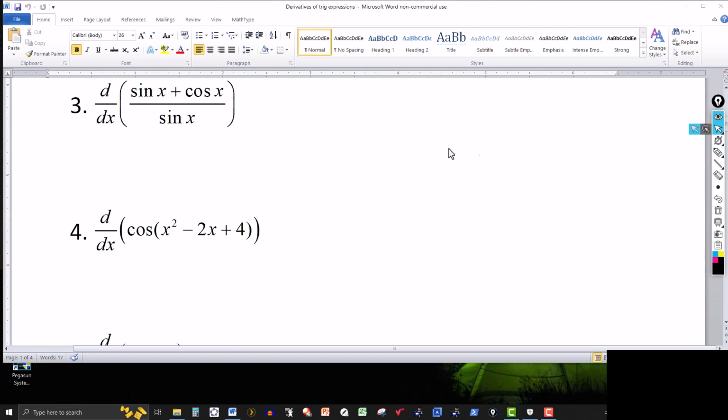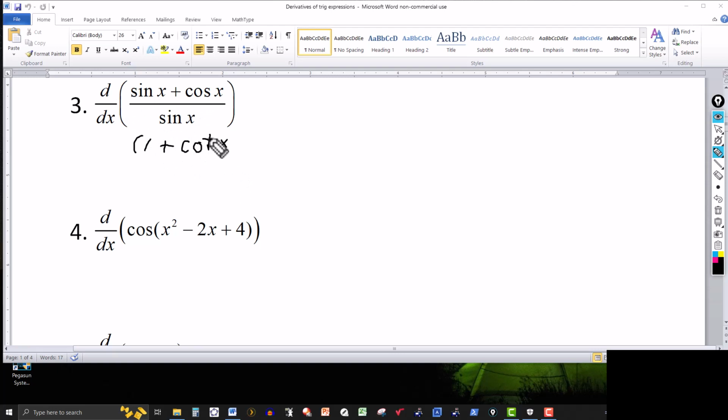Okay, for this one again, I have sine of x plus cosine of x over sine of x. A couple of ways to do it at least here. I could use the quotient rule, which means I square the denominator, and then it's the denominator times the derivative of the numerator minus the numerator times the derivative of the denominator. But I could also do this. Sine of x over sine of x, I could rewrite as 1. Cosine of x over sine of x, that's cotangent. So now instead of taking the derivative of this, it's simpler.